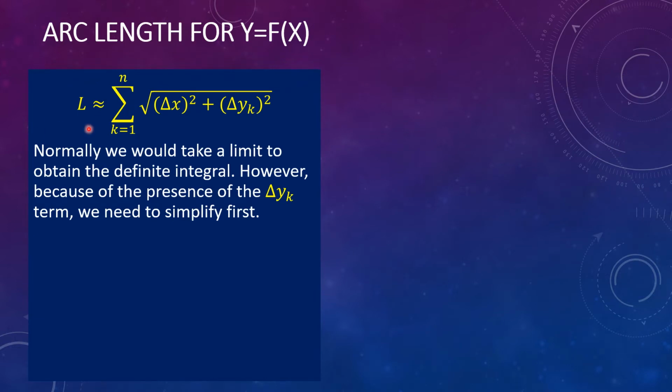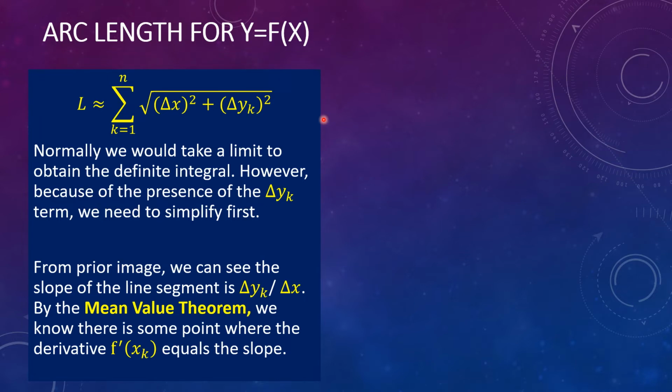Now normally, once we get to this point, we simply apply the limit as n goes to infinity, and then we can integrate. But unfortunately, we have another term in here. Instead of everything being defined in terms of x, we have a delta y sub k here. So we need to simplify this equation first.